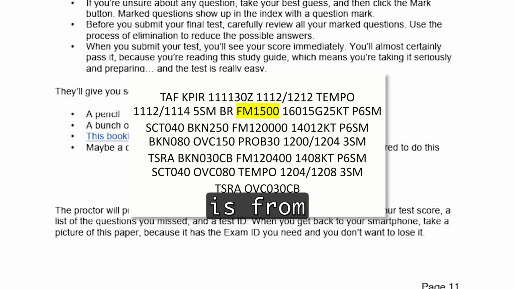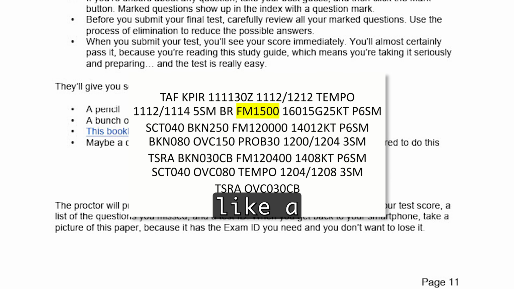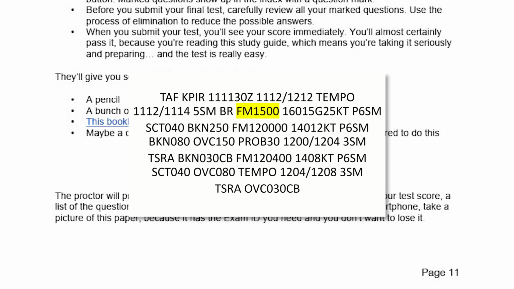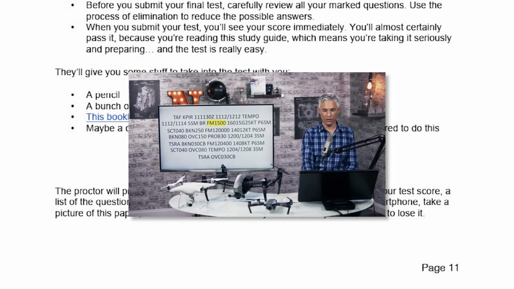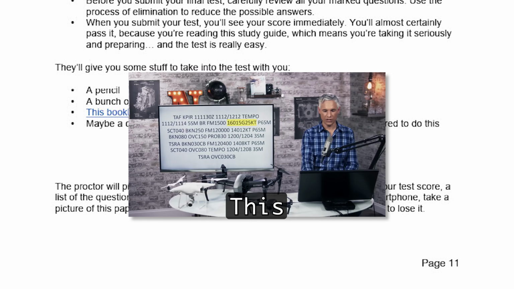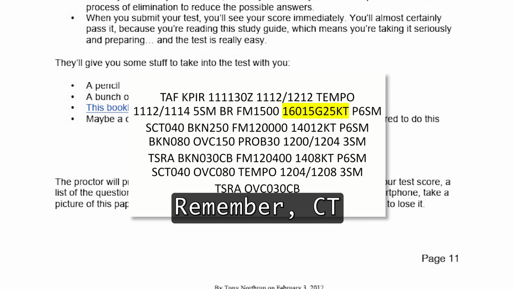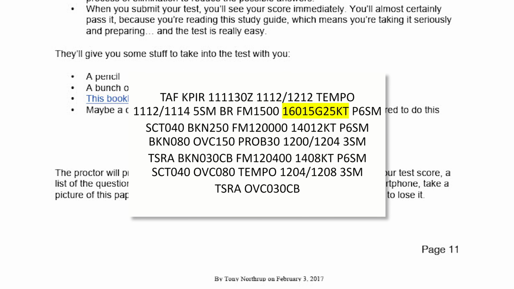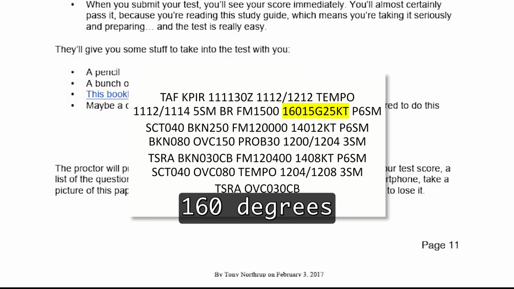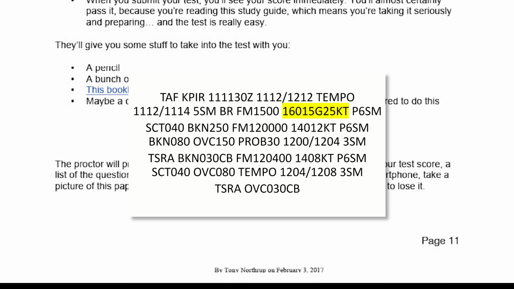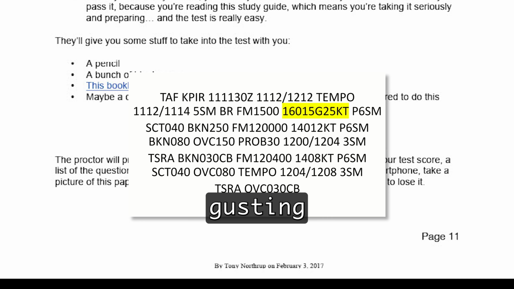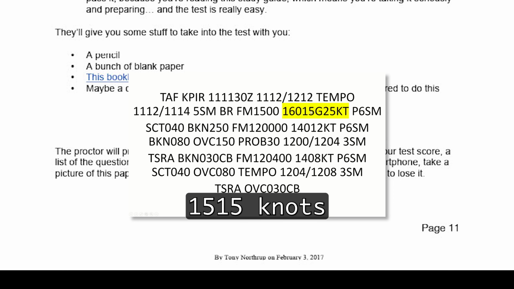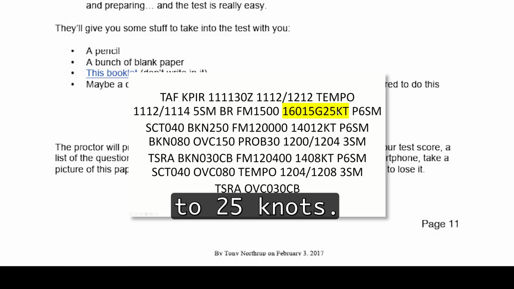FM is from 3 o'clock. Now we're moving on to a different time. From 1500 hours, from 3 o'clock. This code has a KT in it. Remember, KT stands for knots, which means the whole thing indicates wind speed. First three digits indicate the heading, just like METAR, so 160 degrees southeast, at 15 knots, gusting to 25. So we see 160 degrees, 15 knots, gusting to 25 knots.